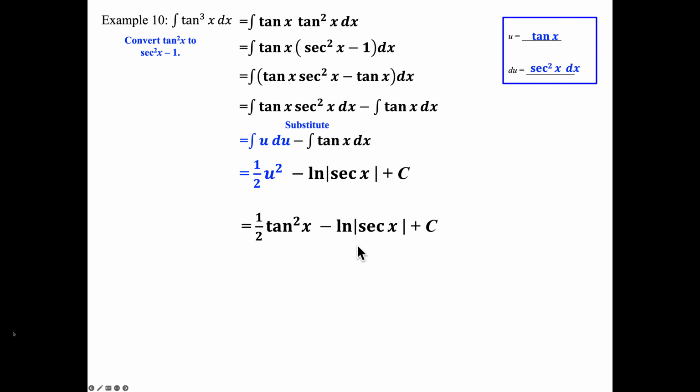Oh, all right, those are absolute value bars. I'm not sure if I said it or not. So yes, minus the natural log of the absolute value secant of x.